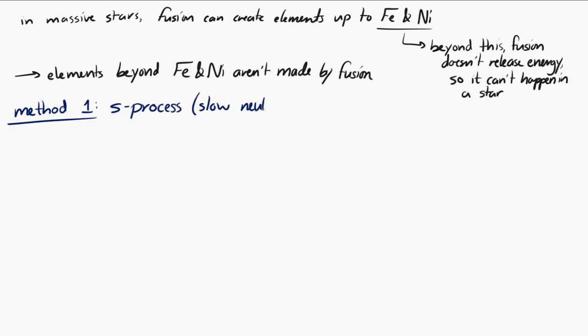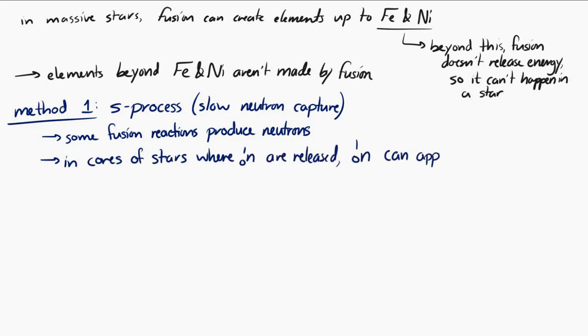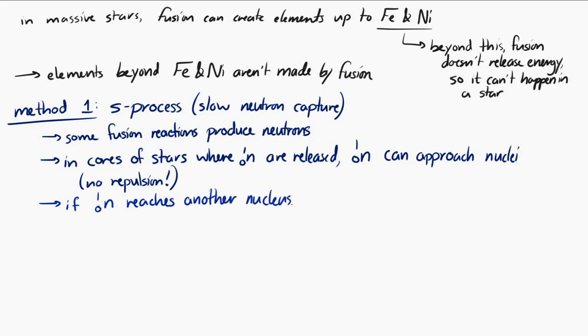So if you note above, some of the reactions produced neutrons. In cores of stars where neutrons are produced through fusion reactions, neutrons can approach other nuclei and come close to them because there's no electrostatic repulsion. If the neutron can get close enough to another nucleus, the nucleus can capture that neutron through the strong force. If this happens, then we can get a nuclear reaction like the following.